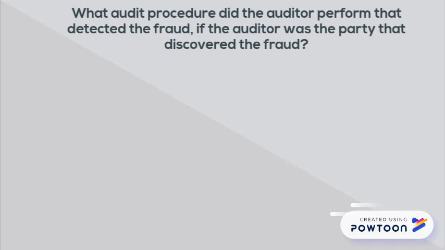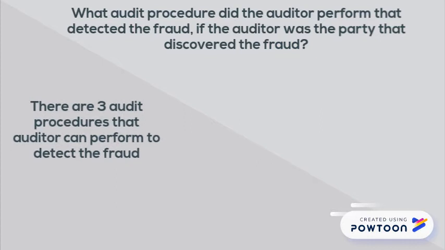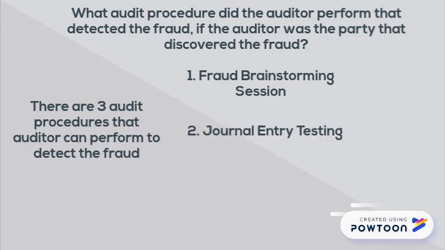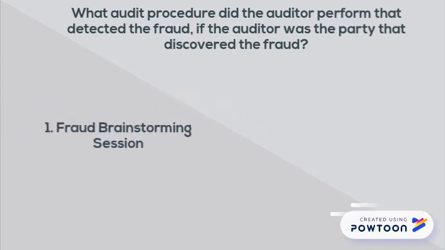What audit procedure did the auditor perform that detected the fraud if the auditor was the party that discovered the fraud? There are three audit procedures that auditor can perform to detect frauds. First, fraud brainstorming session. Second, journal entry testing. Lastly, significant unusual transactions. Fraud brainstorming session.